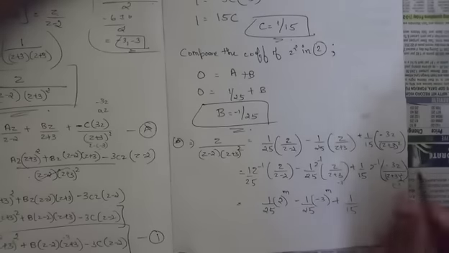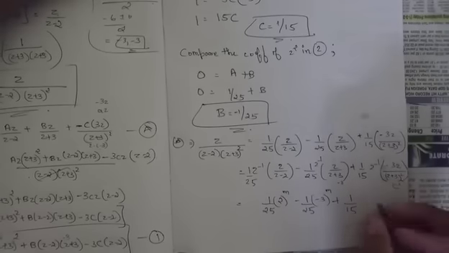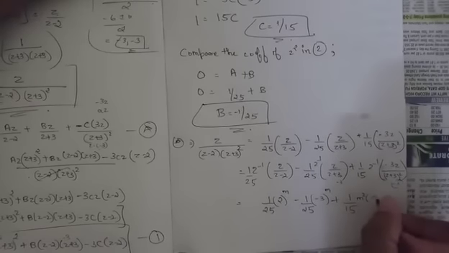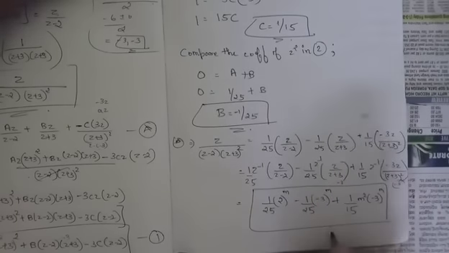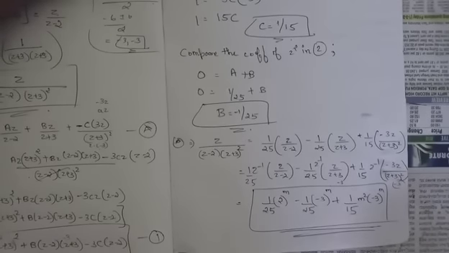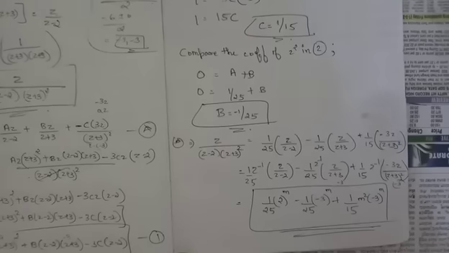So we can write the Z inverse of az by z minus a whole square is equal to n into a power n. So in place of a it is minus 3, so n into minus 3 power n. So this is the final answer of this module. So this completes your Z transforms. Hope you like this module.